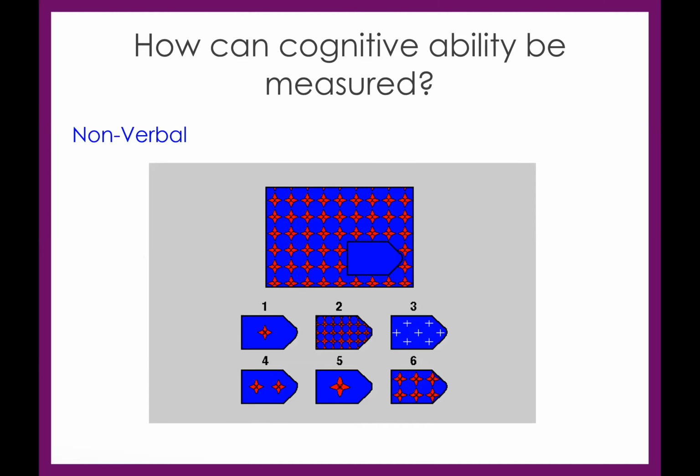This is another example of a non-verbal cognitive ability test. We have to find, among the following patterns 1, 2, 3, 4, 5, and 6, the one which matches the missing space. Probably we can consider that pattern 6 is the best fit for this figure.